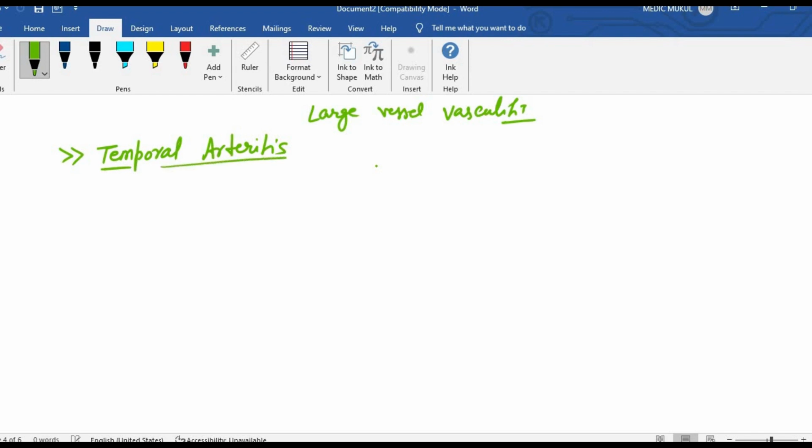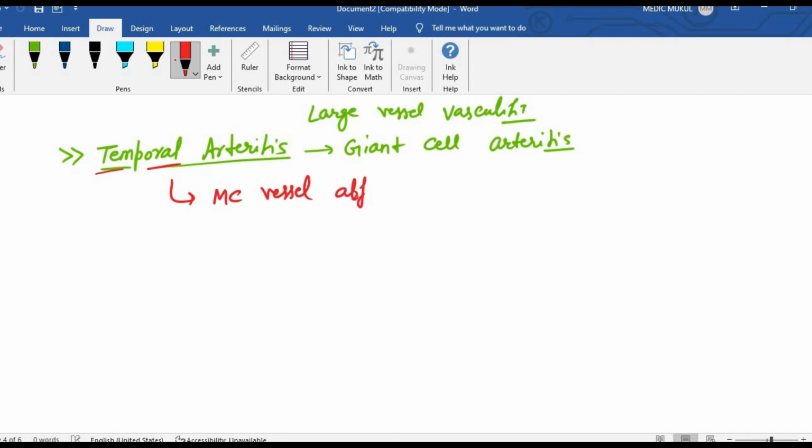The temporal arteritis is also known as giant cell arteritis. Okay. This is temporal arteritis or giant cell arteritis. So in temporal arteritis, remember, we have the temporal region here. The most common vessel affected is what? That is the superficial temporal artery.